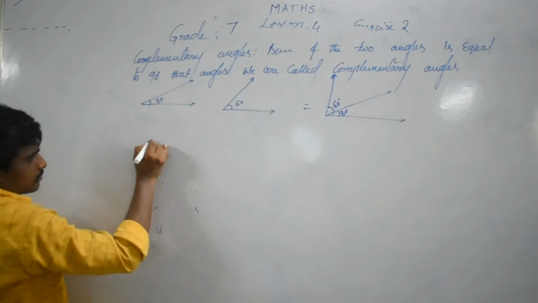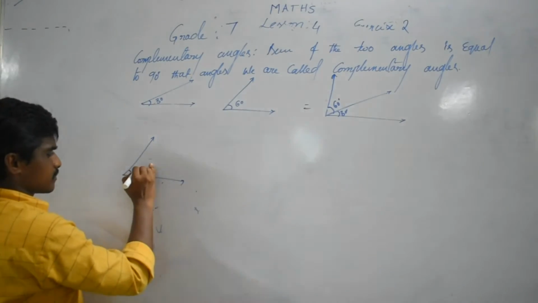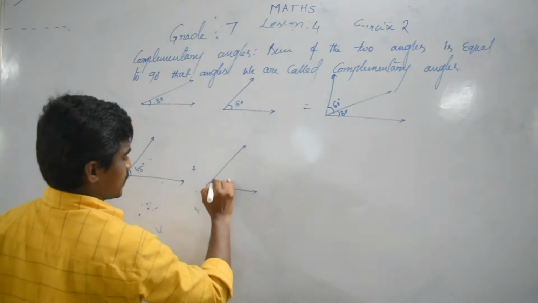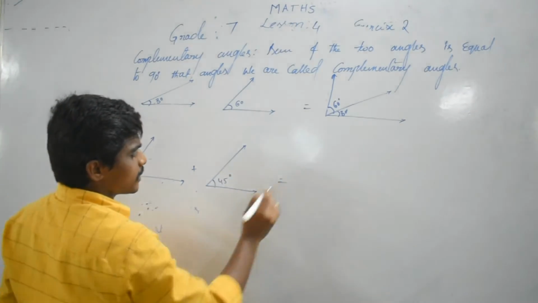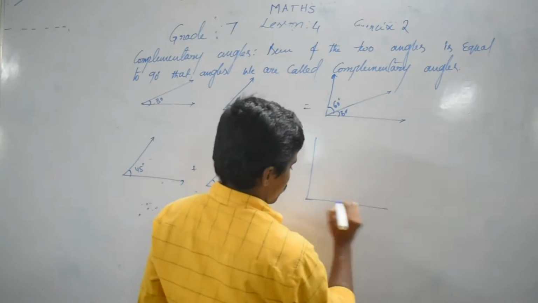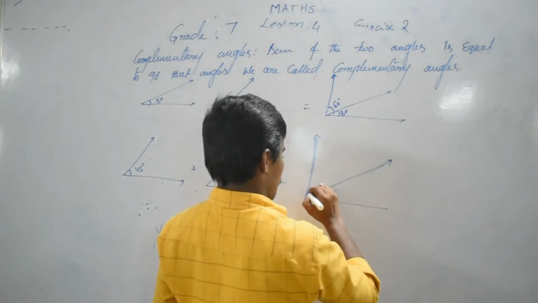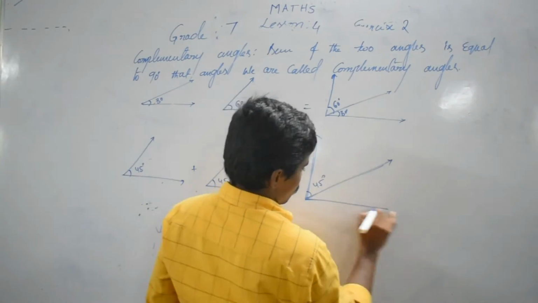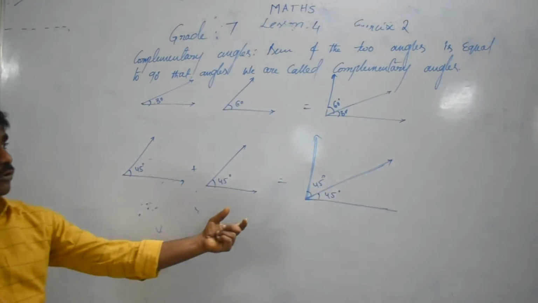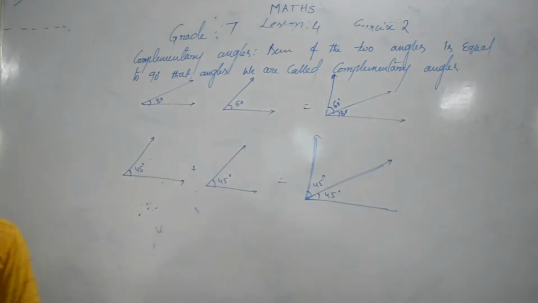Next one. This is 45 degrees. This is 45 degrees. So these two angles we are adding: 45 degrees, 45 degrees. So these two angles are equal to 90 degrees. These two angles are called complementary angles.